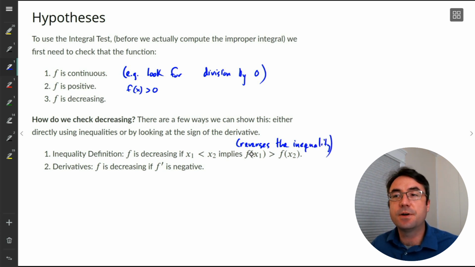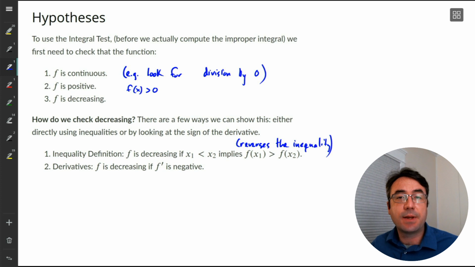So a decreasing function: if we take two numbers and one number is bigger than the other one, well, then when we plug them into the function, it reverses that inequality. So this is one way to show it. Start with two numbers and then show that the function values satisfy this inequality. So we could use that definition.